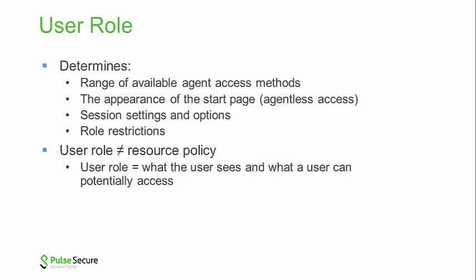A user role allows access to a particular type of service, but it does not guarantee access to any particular server providing that service. For example, a user role might be configured to allow web browsing, but a resource policy should allow the user to access a specific web server.